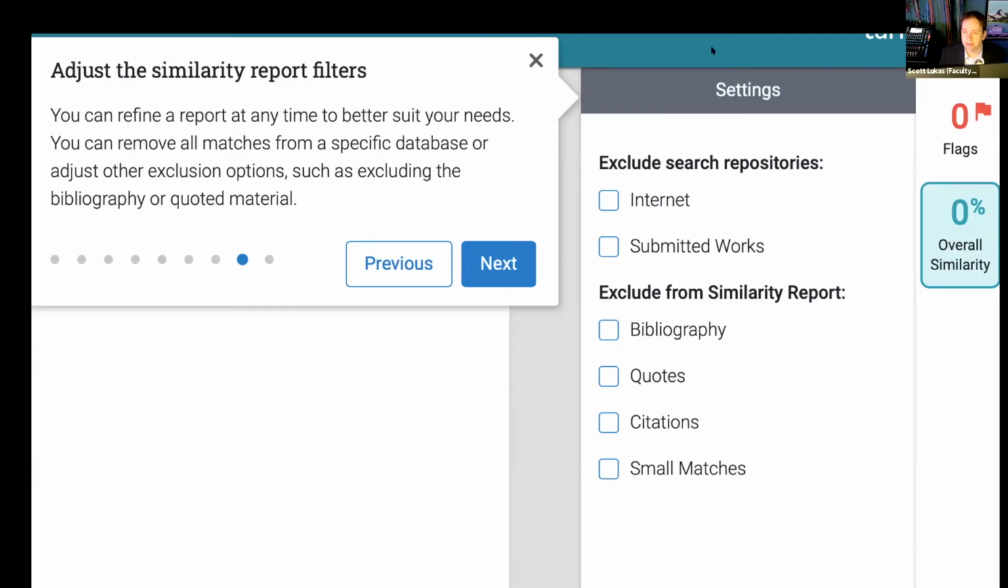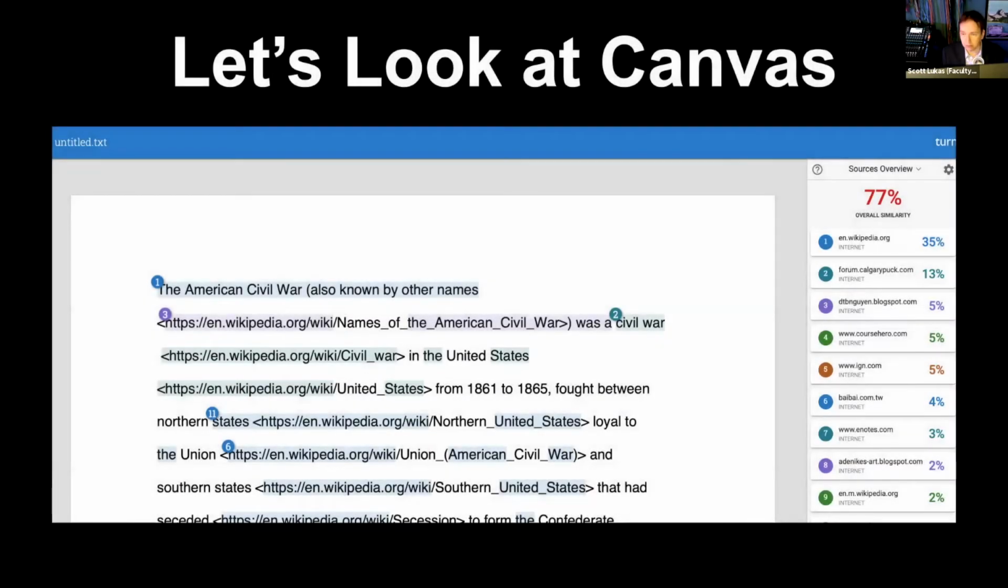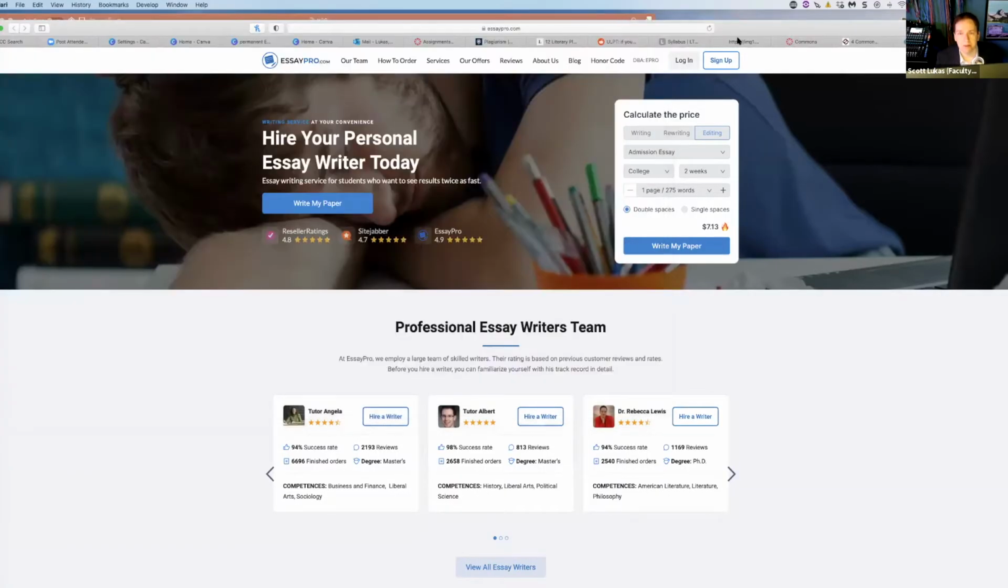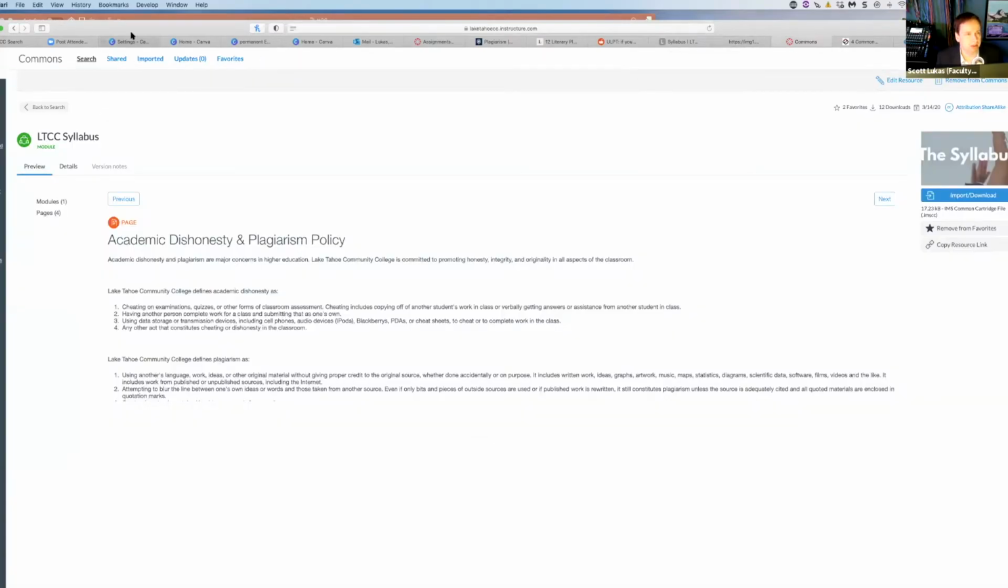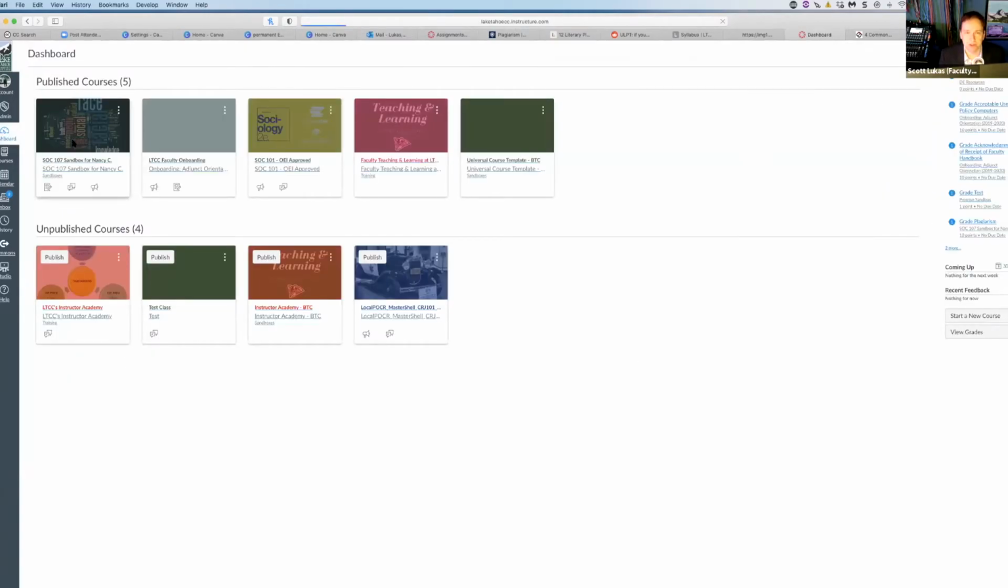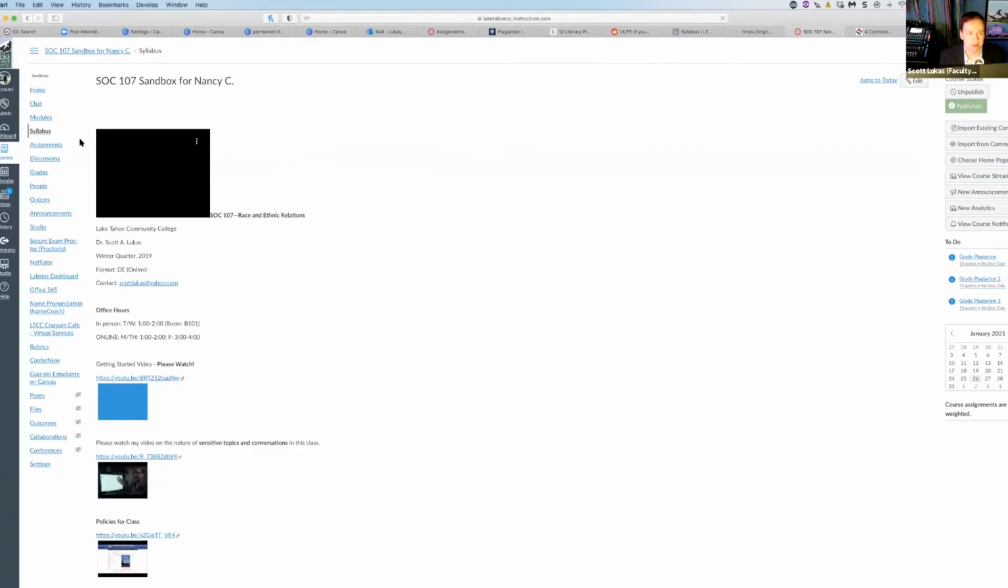Now on the settings, we're going to look at this in real time. There are some choices about what you can include or exclude. So looking at Canvas, this is what you're going to see. Again, if you see a high percentage, that will be possibly something to look at. So let's jump right into Canvas here. I'll take you to one of my classes, and we'll just show you the basics of setting this up. And as more questions come up, we can continue to workshop and discuss this.